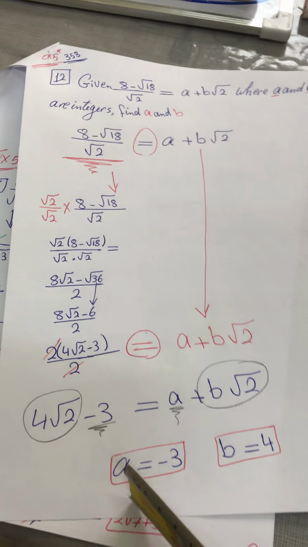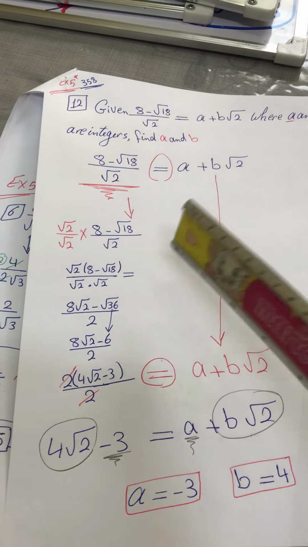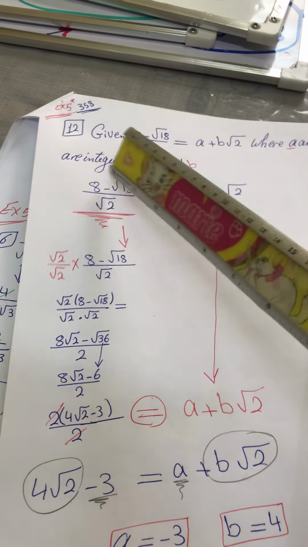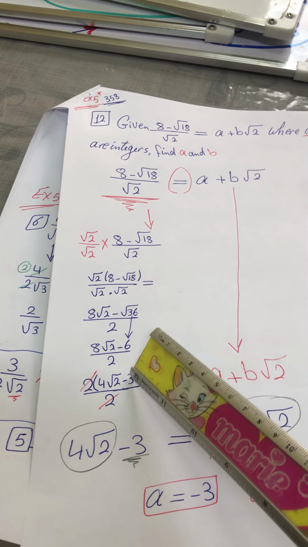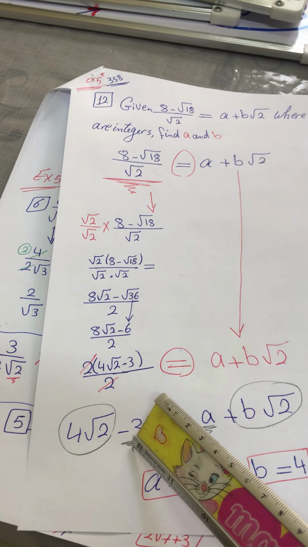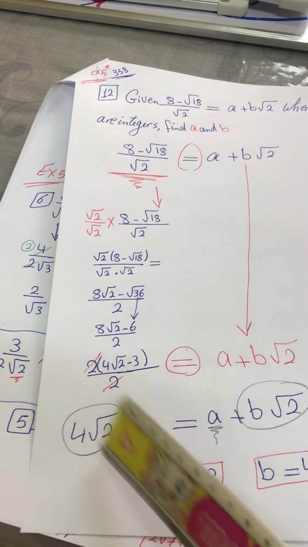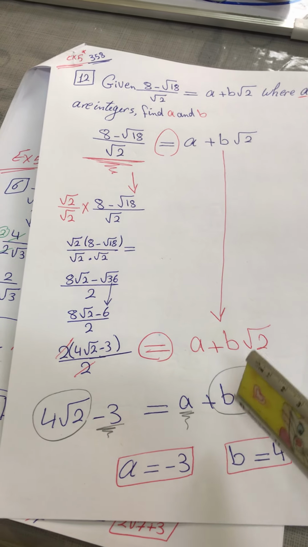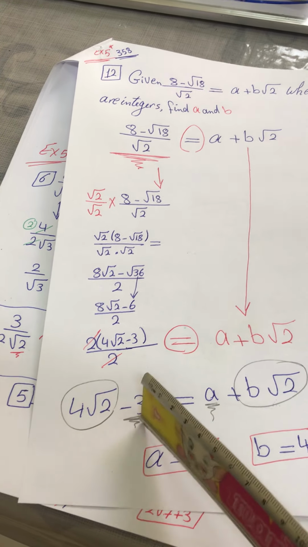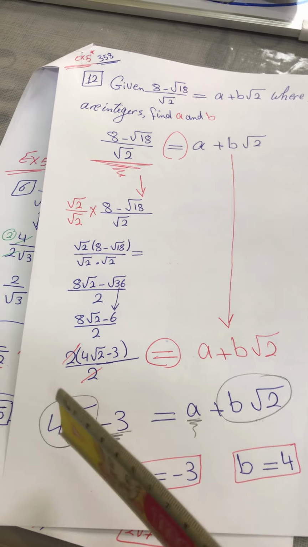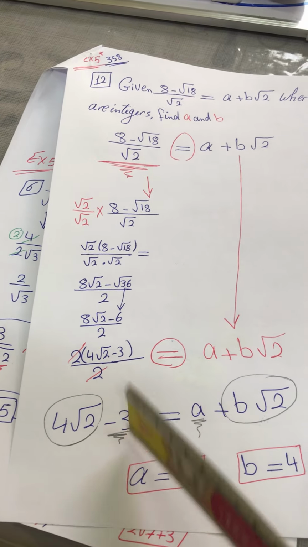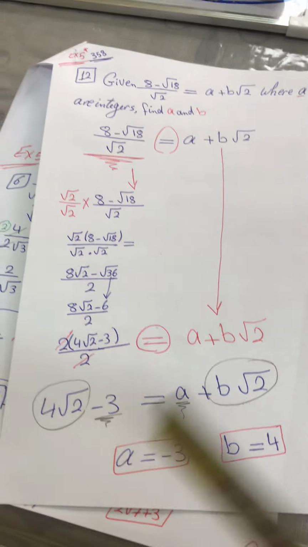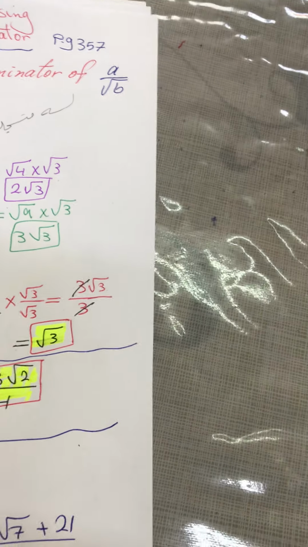So what is the idea in this problem? Is to take one side, which is the left side, and go with it, rationalize it, simplify it till the end. Okay, he said to me this side equal that one, so I have the same shape. I have a and a number multiply square root of 2 like this. So a equal what? Equal negative 3 and b equal what? Equal 4.